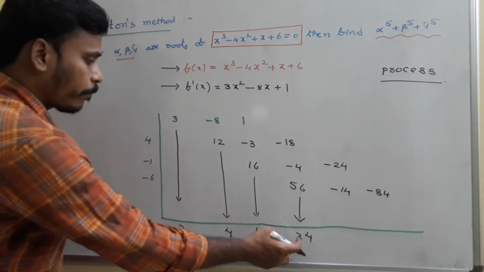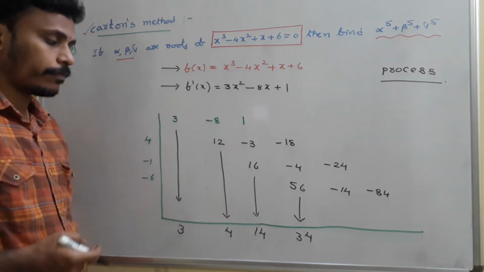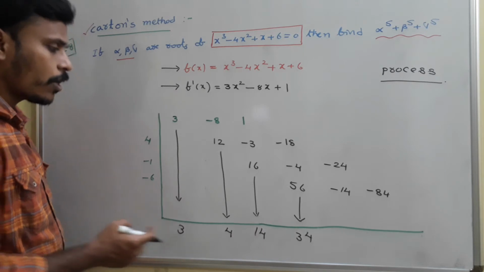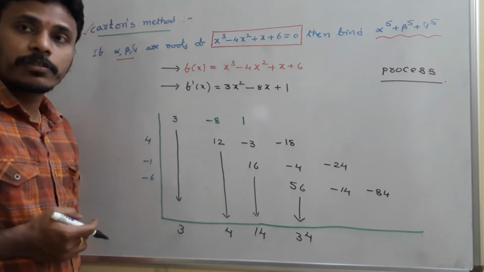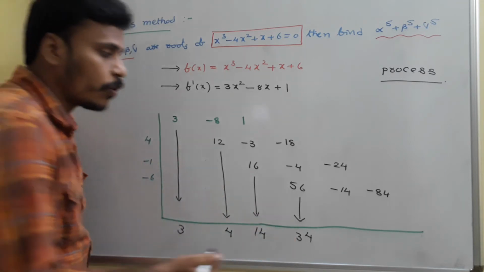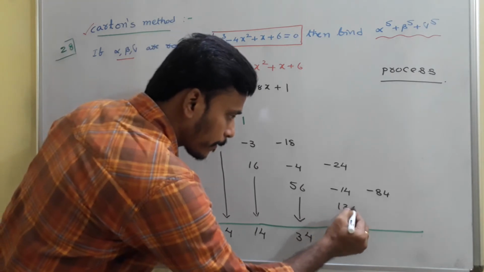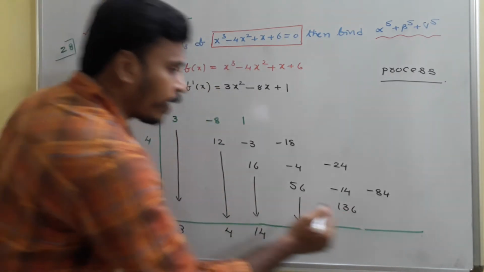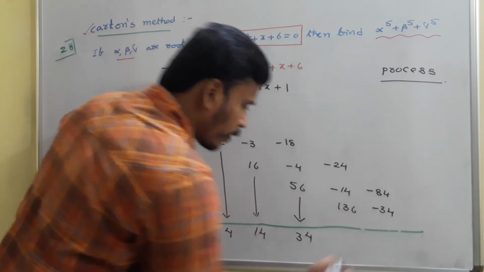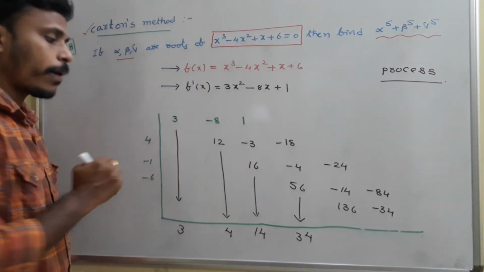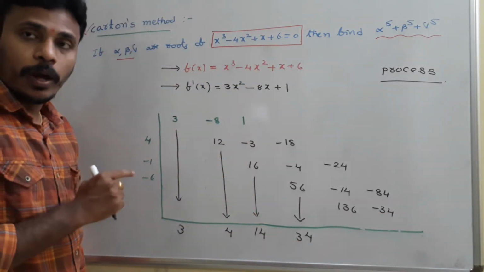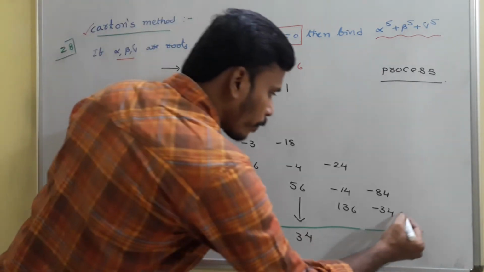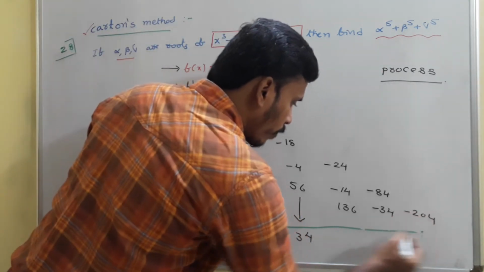And then multiply this 34 with these numbers. So 34 into 4 is how much? 120 and then 16, 136. And then 34 into minus 1, minus 34. 34 into minus 6, see 180 plus 24 is 204. So you just take it as minus 204.